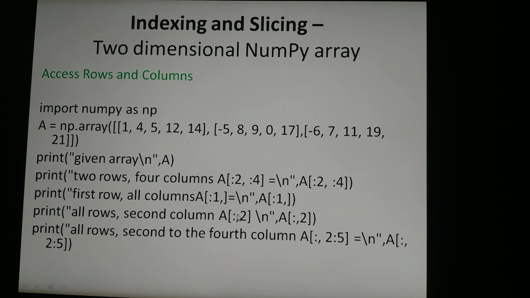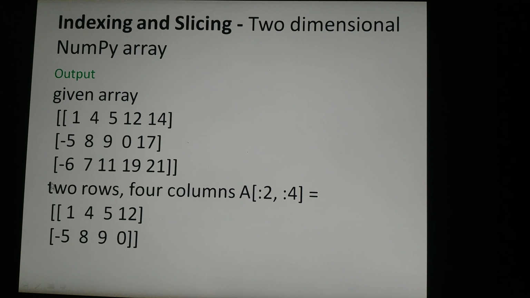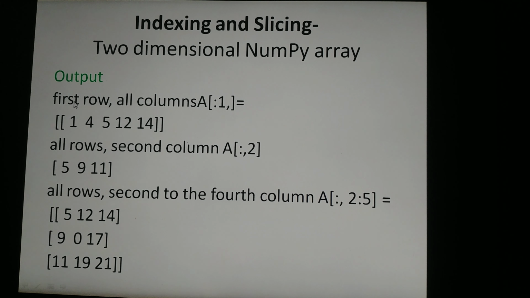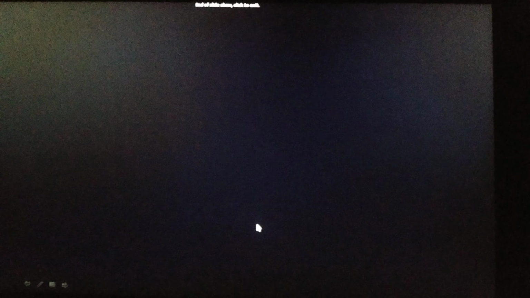Here it is all rows, just colon, comma, then I'm going to give my column number. So it is second column I am going to get only, and all rows. And when I print this, I'm going to get all rows and columns will be from 2 to 5. That means it will stop at 4. 2 to 4. Okay, so when I run this code, I'll get the output like this. 2 rows and 4 columns. First row, all columns. All rows, second column. All rows, second to fourth column. That's all for now. Thank you.